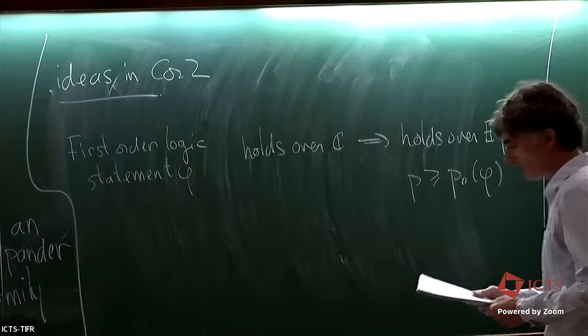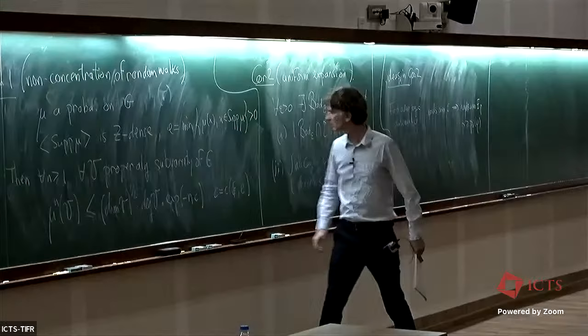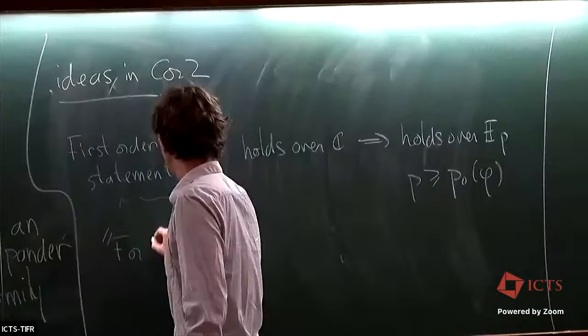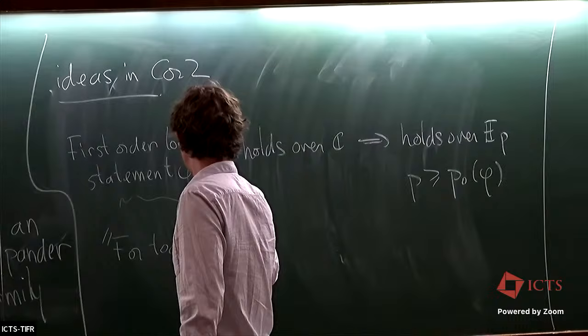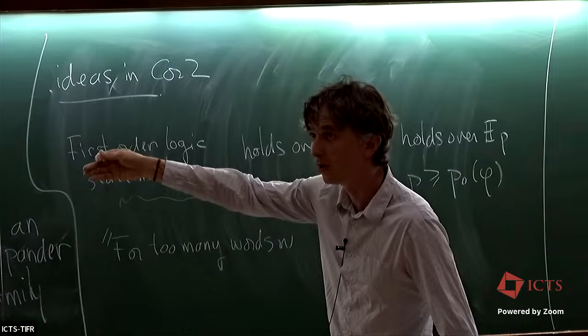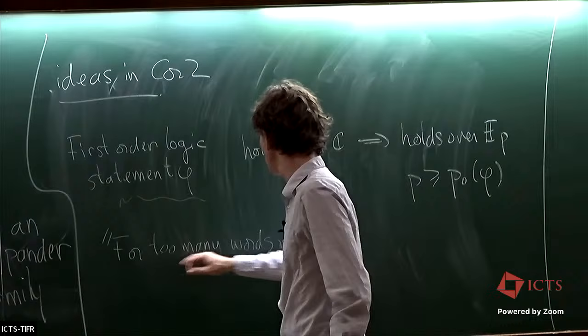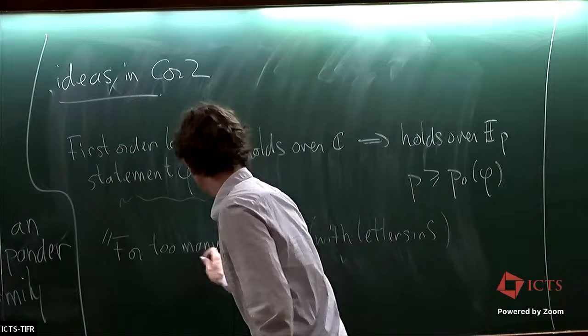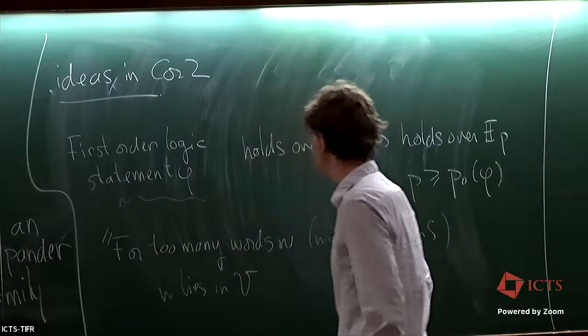But here, what's the first order statement? That statement would be something like the negation of this. So it will look like: for too many words w, what does it mean that the probability mu to the n of V is not too small? It means that there are many words that fall in V. So this would mean that for too many words w with letters in S, w lies in V. And if that's the case, that's a negation of this exponential estimate.